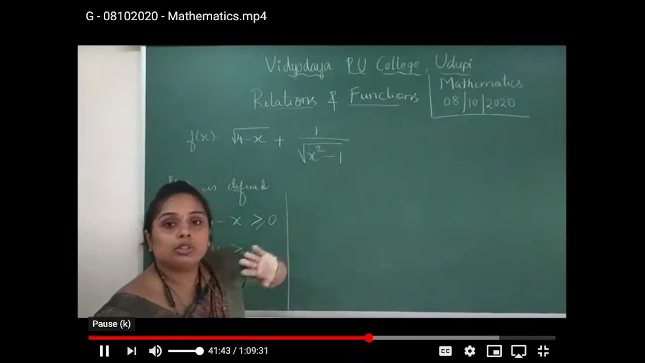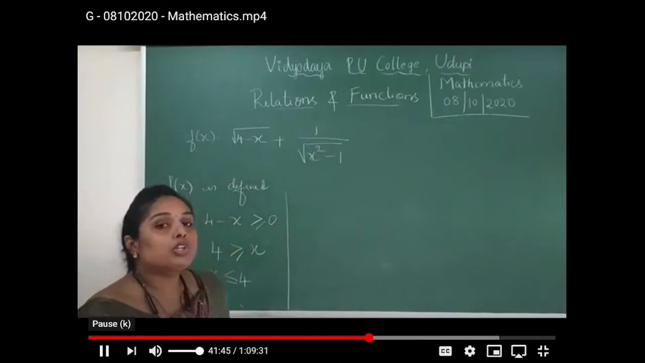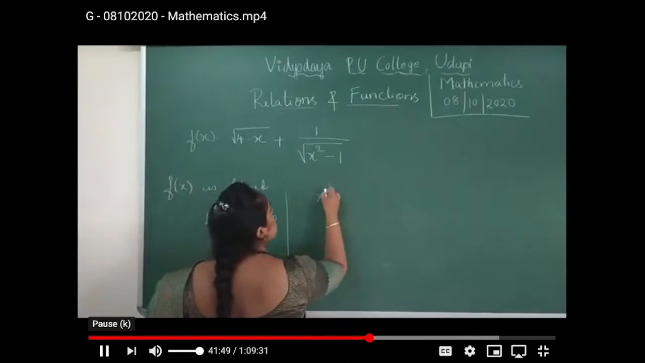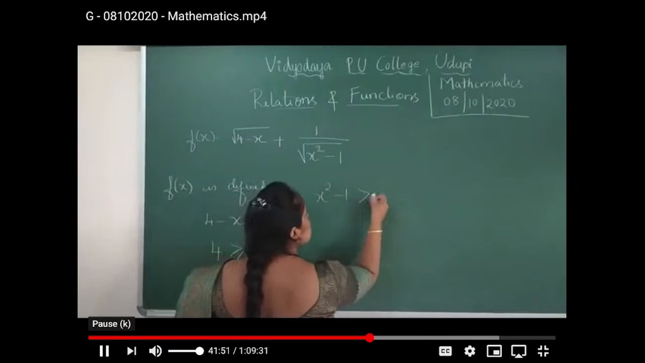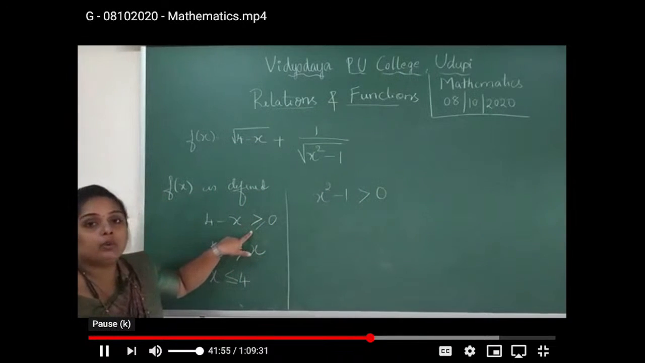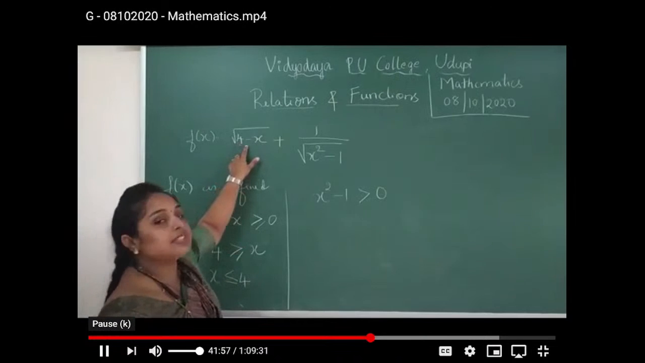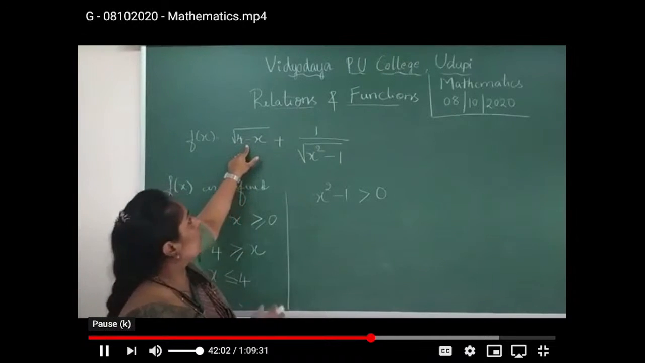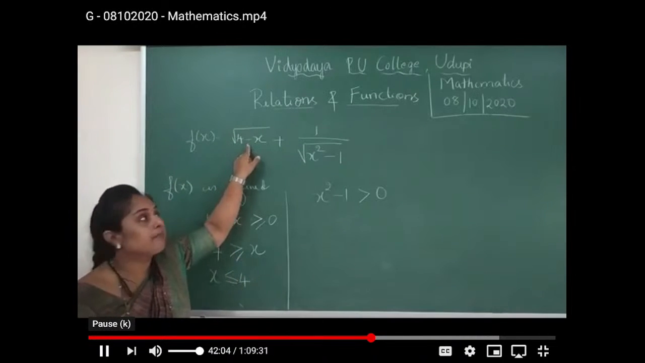So I have to avoid 0 in the denominator. So what should I get inside the square root? x square minus 1 should be just greater than 0. In this case it was greater than or equal to 0 because root of 0 can be defined. Root of 0 is 0, only 0 there. 0 is a real number.